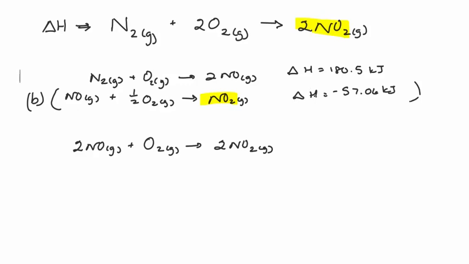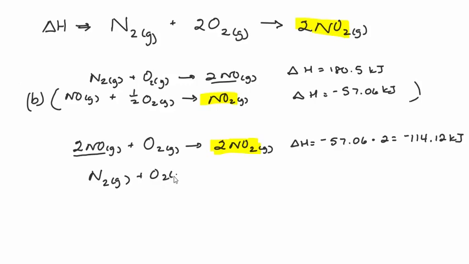and what I do to my chemicals I have to do to my delta H as well. So my new delta H is going to be what the original was times the 2 that I just used, and now I have a negative 114.12 kilojoules. So that takes care of my product. Now on my reactant side, I have this 2NO and I need to get rid of it. And I happen to have a 2NO over here, which will cancel it out. So I'm just going to write that one down just as it's written, and that delta H is going to stay what it is.